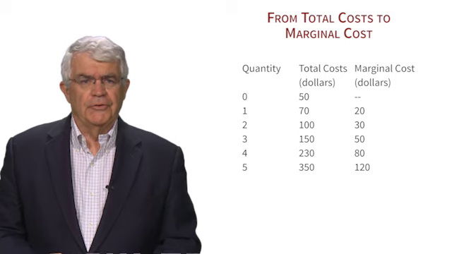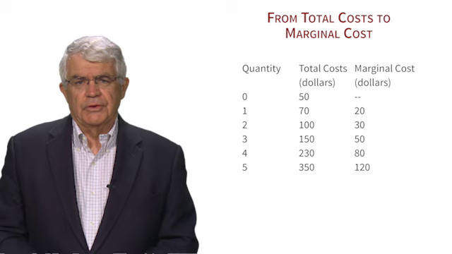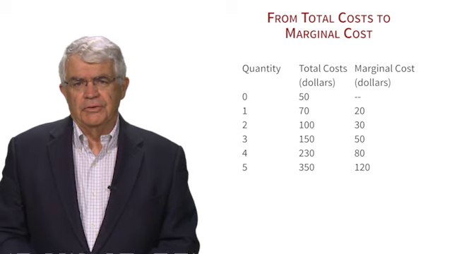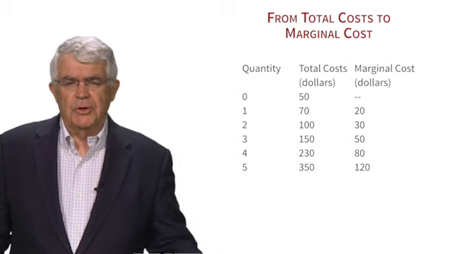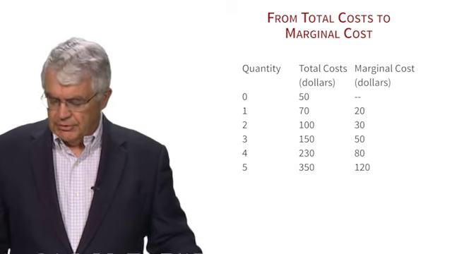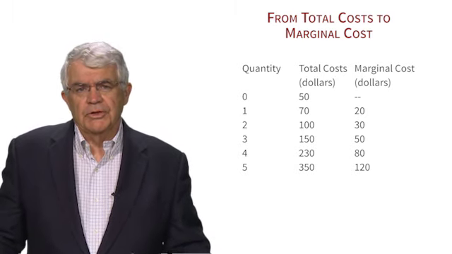So for example, if you produce 1 pumpkin rather than none, the marginal cost is 20 because it costs $70 rather than $50. If you produce 3 pumpkins rather than 2, your costs rise from 100 to 150, and that's a marginal cost of 50. So that's the definition of marginal cost, and it's going to be really important for us to determine how much the producer, in this case the farmer, will produce.